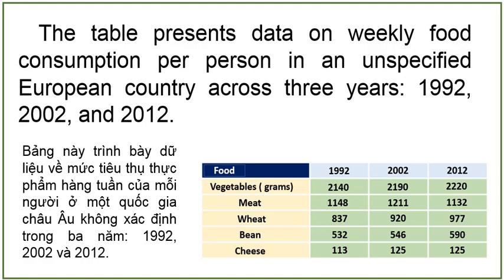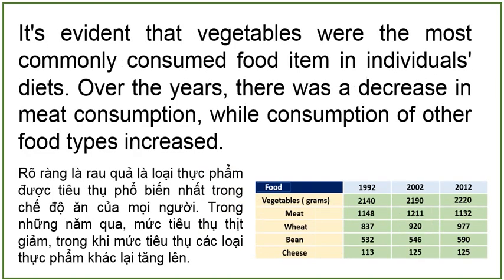The table presents data on weekly food consumption per person in an unspecified European country across 3 years, 1992, 2002, and 2012. It's evident that vegetables were the most commonly consumed food item in individuals' diets. Over the years, there was a decrease in meat consumption, while consumption of other food types increased.